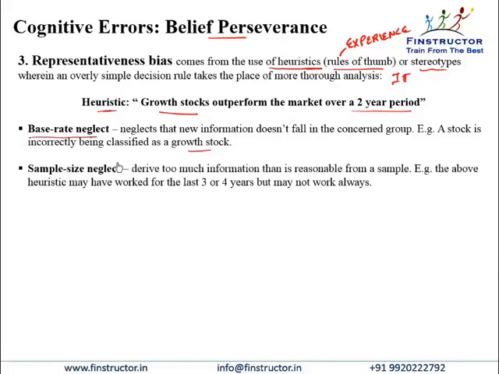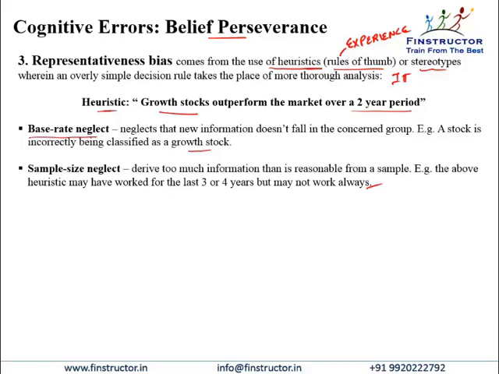Second is called sample size neglect. That says that his sample is just a 2-year analysis. So the investor may be deriving too much information than is reasonable from just a 2-year sample of analyzing stock behavior. So this heuristic may have worked for the last couple of years or even for the last 3 or 4 years, but may not always work.